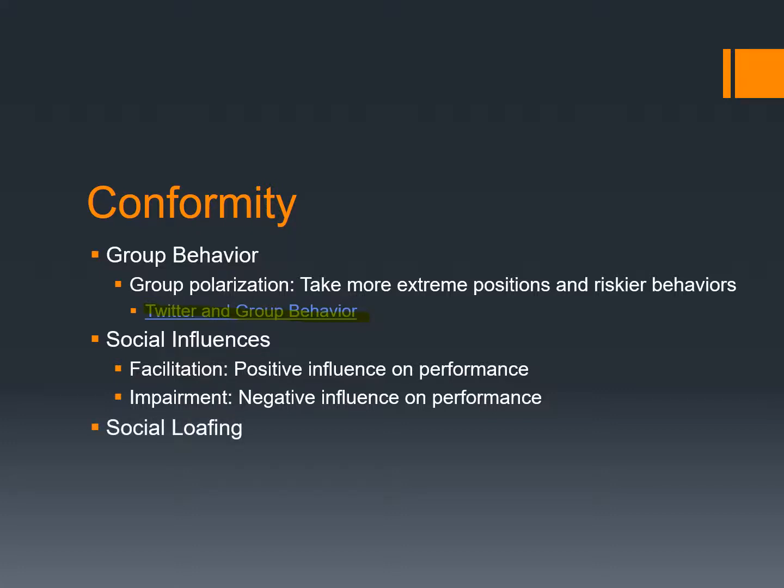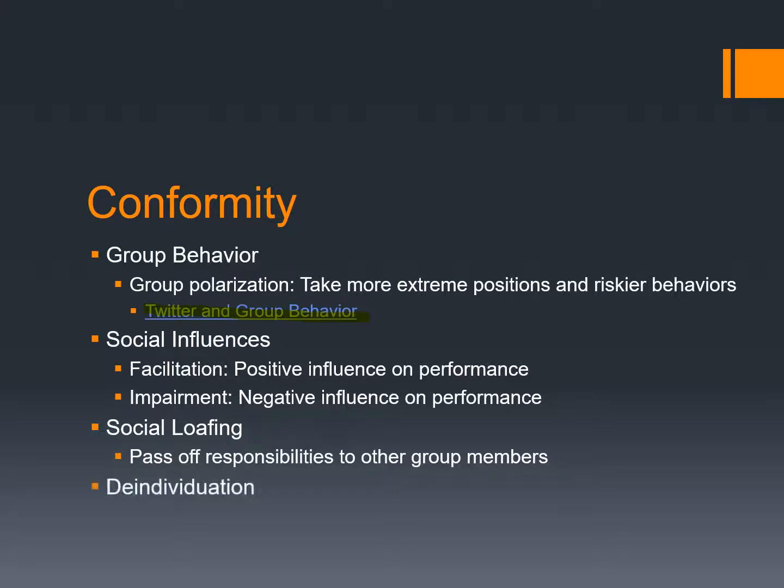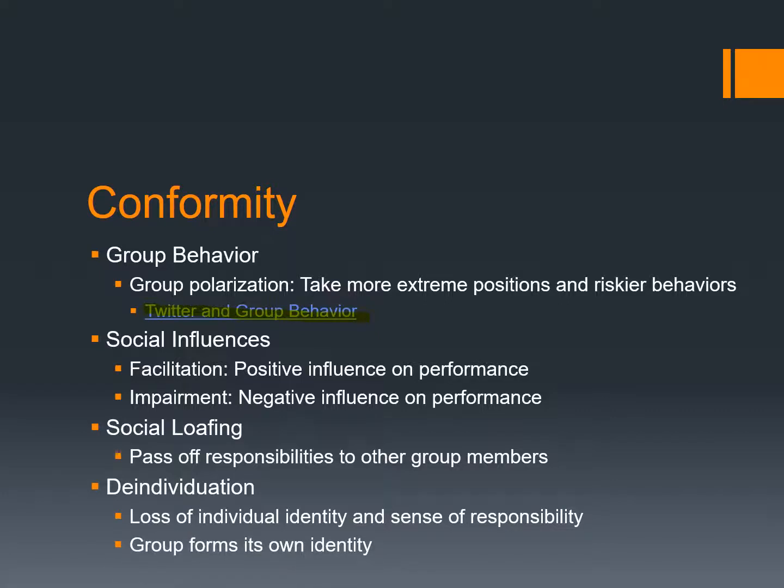Social loafing occurs when an individual does well in a task by themselves. However, the second they are in a group, they start to pass off responsibilities and avoid doing any kind of work. And finally, de-individuation occurs when the individual member's sense of personal identity and responsibility is lessened, mostly because the group is forming its own identity to which the members are adopting. Examples include the KKK, the Baltimore riots, and the Stanford prison experiment.